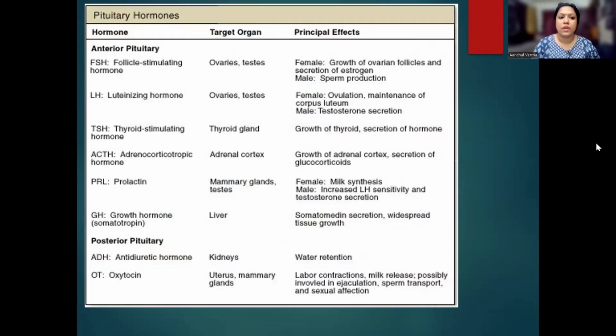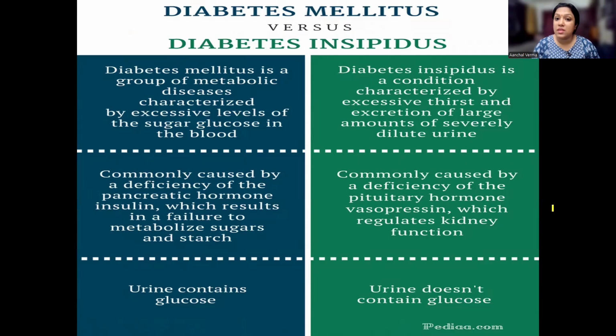Let us move ahead. This is also the function of FSH, LH, TSH, ACTH, prolactin, growth hormone, ADH, OT, that is oxytocin. Pause the video here. Look at the functions, see that how much you know, and then we can move ahead. Diabetes insipidus and diabetes mellitus. I have taken this slide from pedia.com. Right? So here also you can find it.